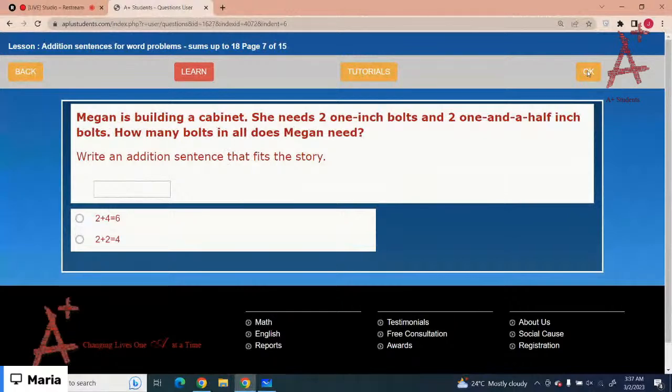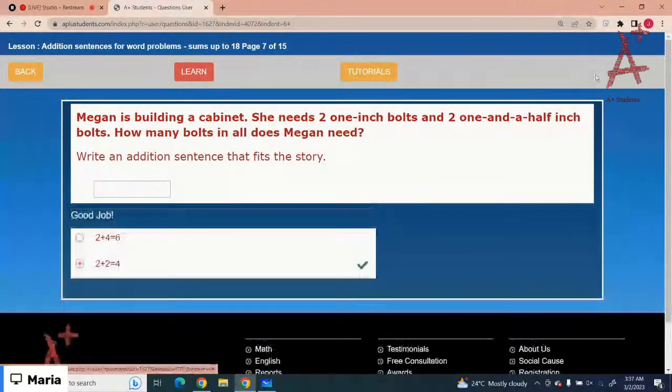You just add 2 plus 2, and 2 plus 2 makes 4. Got it? So the correct option is 2 plus 2 equals 4. So just select the correct option, then click on the OK button.